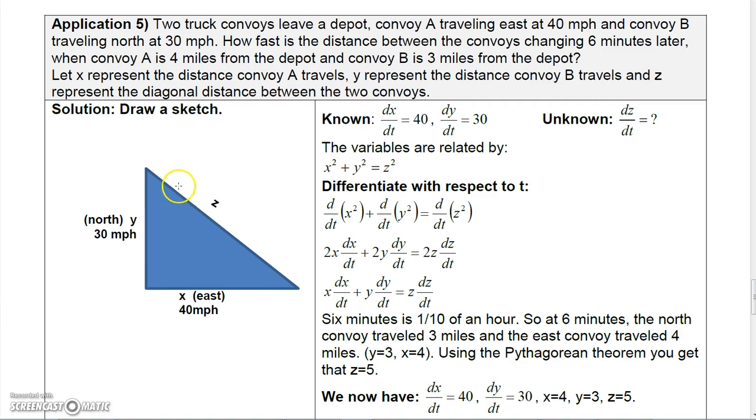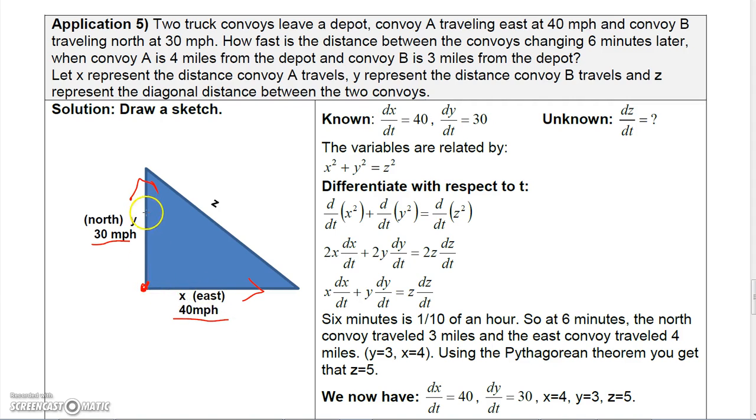Okay, on this one, freeze the video and read it if you need to first, but basically we've got a starting point here, and we've got a convoy heading north, this direction, and then a convoy heading east this direction. We know that this convoy is traveling 30 miles per hour, and this convoy is traveling 40 miles per hour.